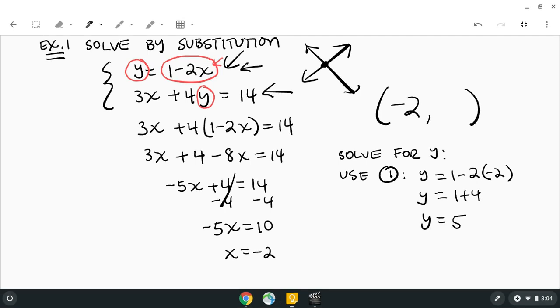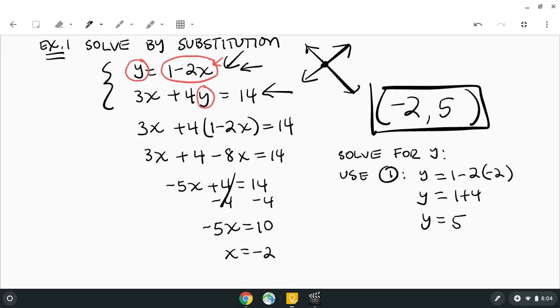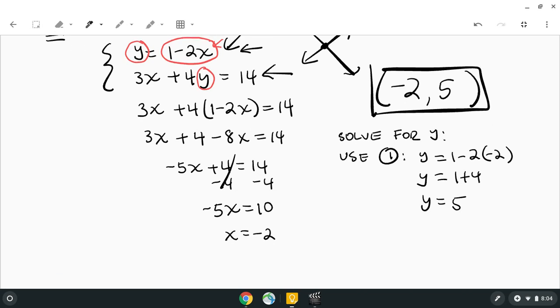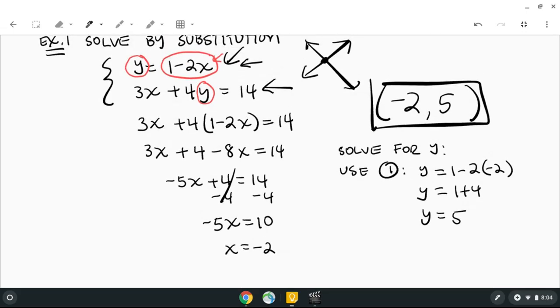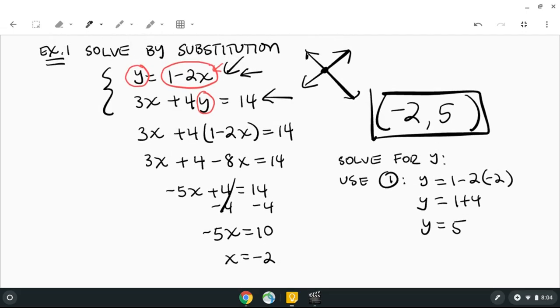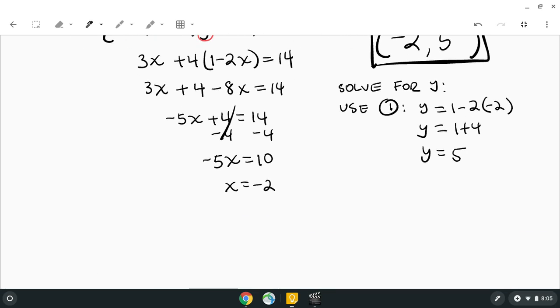So my final answer is -2, 5. That's the point of intersection. My two lines cross here at -2, 5. Let's take a look. In this example, I had one of the equations already solved for one of the variables. It was solved for y. So let's take a look at an example where we don't have that.